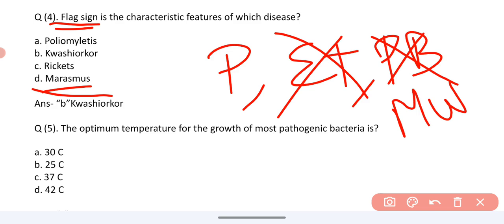Okay, and the next one is rickets. So what is rickets? It's a very easy one. It is a childhood disease caused by the deficiency of vitamin D. Here, softening and weakening of the bones, bone deformity, all these characteristic features will be there.